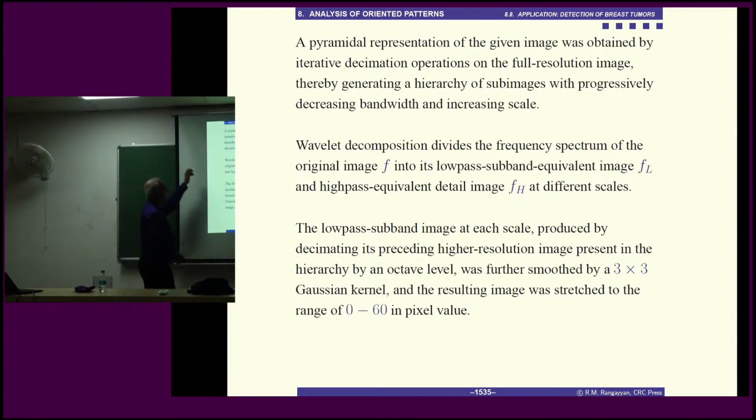Wavelet decomposition divides the frequency spectrum of the original image into its low-pass subband equivalent image, FL, and high-pass equivalent detail image. This is standard wavelet decomposition. And the low-pass subband image at each scale is further smoothed by a 3x3 Gaussian kernel, and the resulting image is stretched to the range of 0 to 60 in pixel value, some limited range.